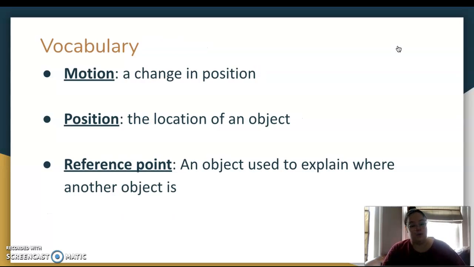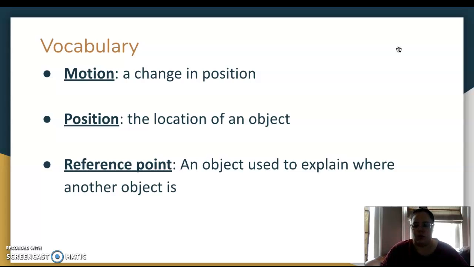Motion, these are some new vocabulary terms. Motion is when you change position. So think about when we move, our bodies are changing in position. Position is the location of an object. So first, if my hand is here, I move it here. I just changed it in position and I did motion.